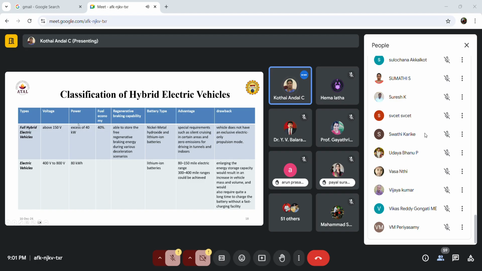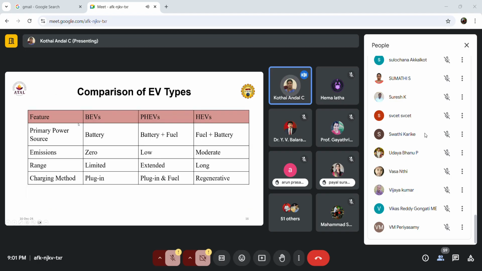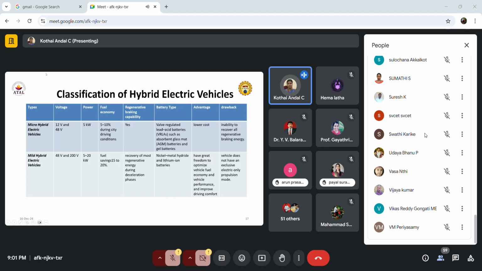Considering the voltage rating in micro vehicles, we see 12 volt and 48 volt: 12 volt for the auxiliary power device and 48 volt for the major battery. For the power range, we can drive this vehicle up to 5 kilowatts. For fuel economy, this vehicle is very optimal for city driving, like autos, mini autos, the electric autos we are seeing. Those come under this category.